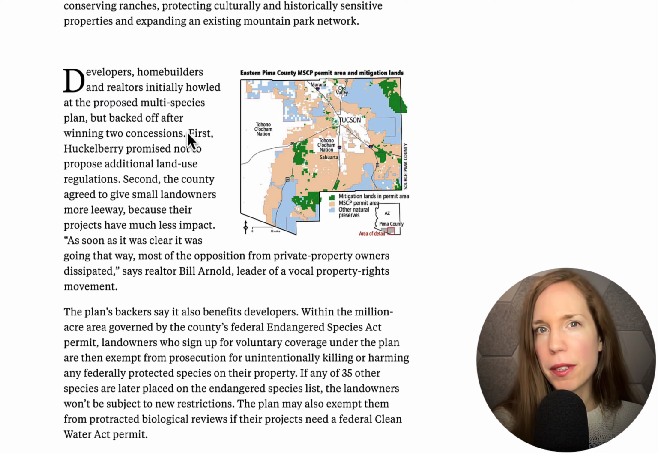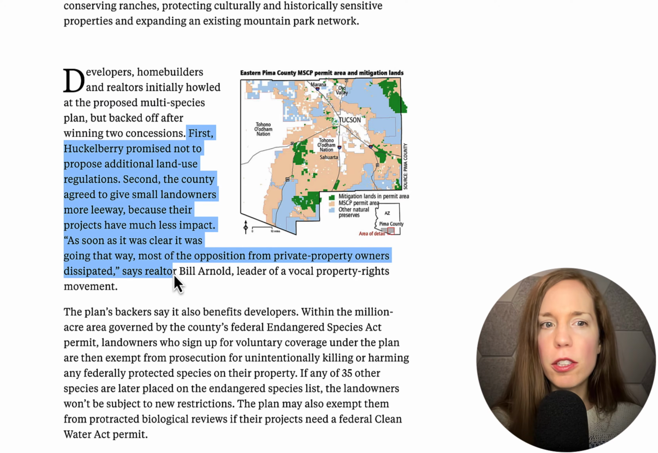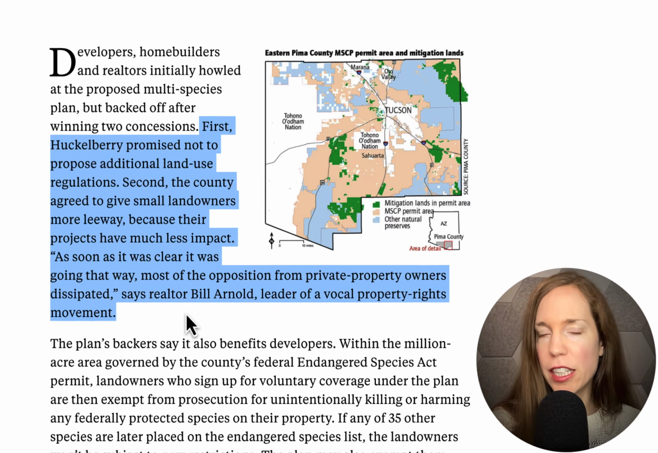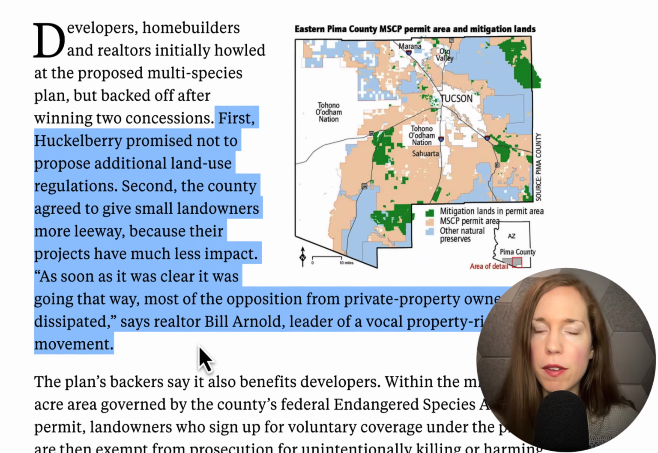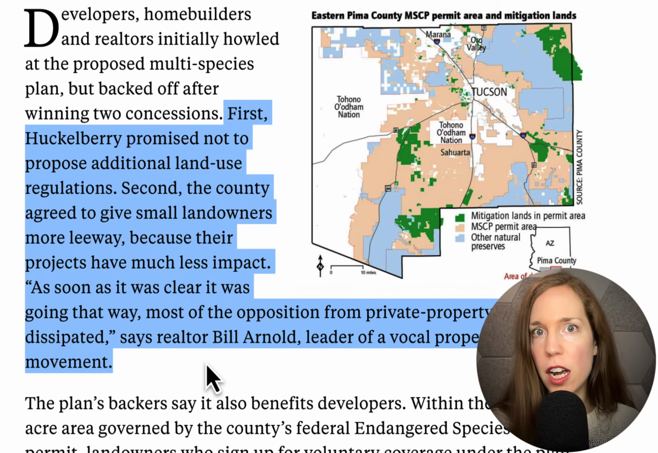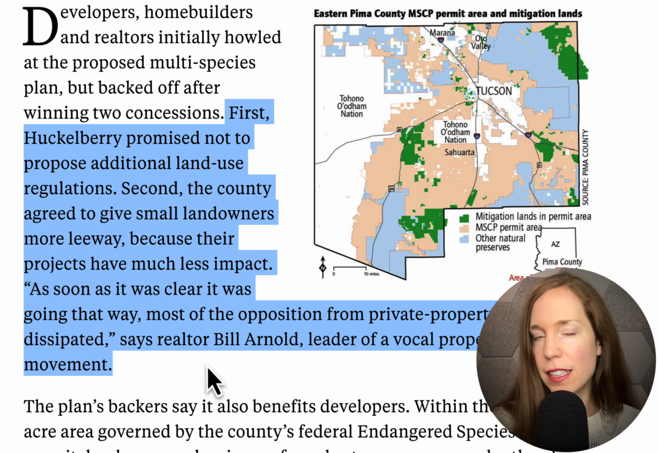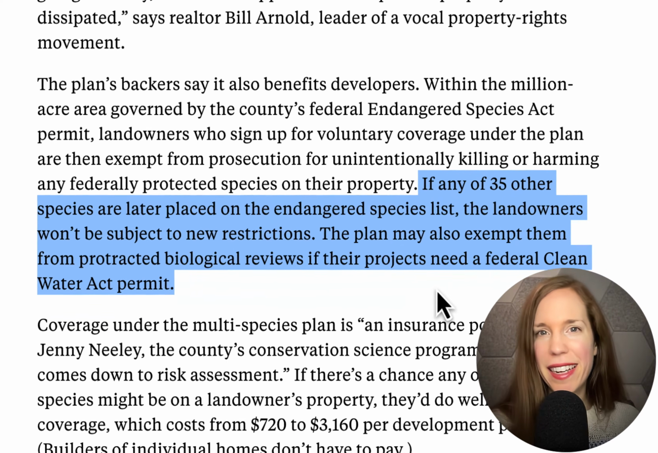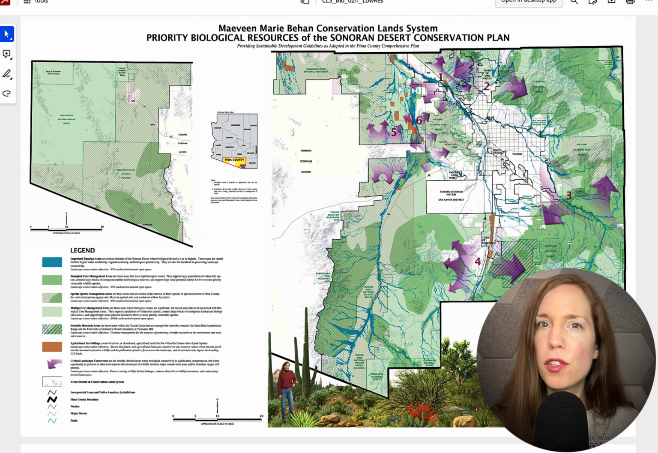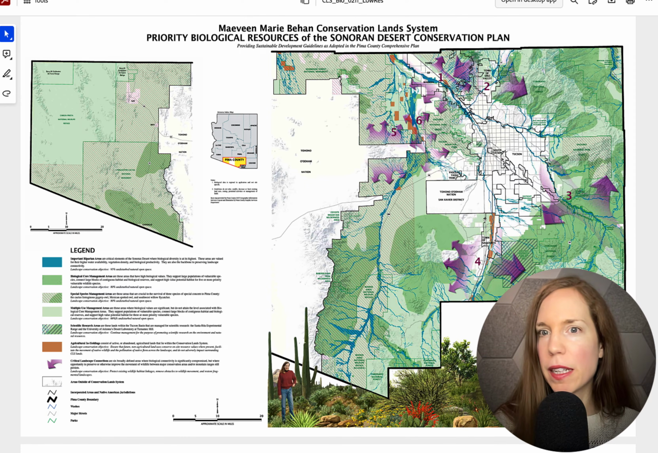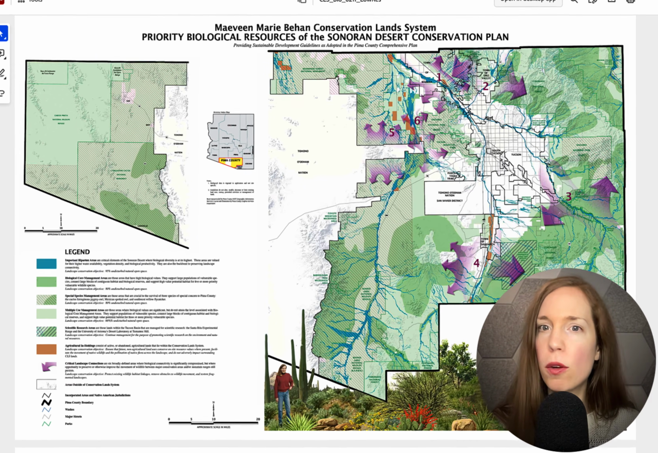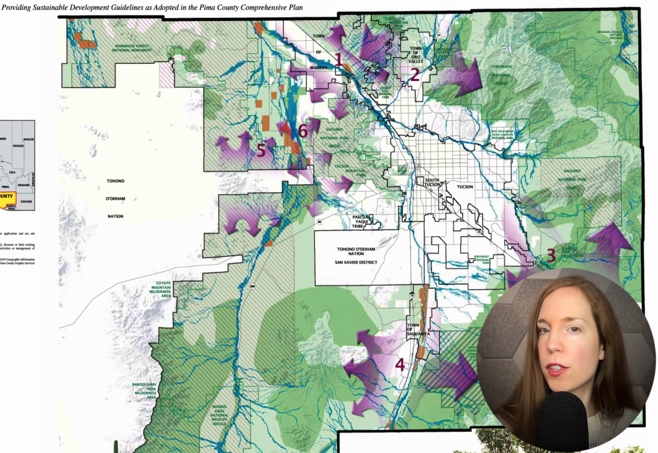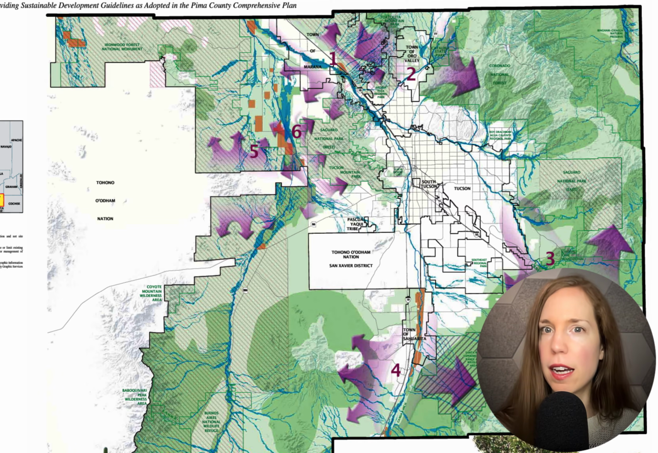And even developers came on board, in large part because the plan gave certainty around future land use regulations, while also exempting developers from prosecution under future endangered species listings. And if it's one thing that developers like, it's certainty. So the plan allows higher density development to occur in said areas while also preserving hundreds of thousands of acres of open space for current and future generations to come.